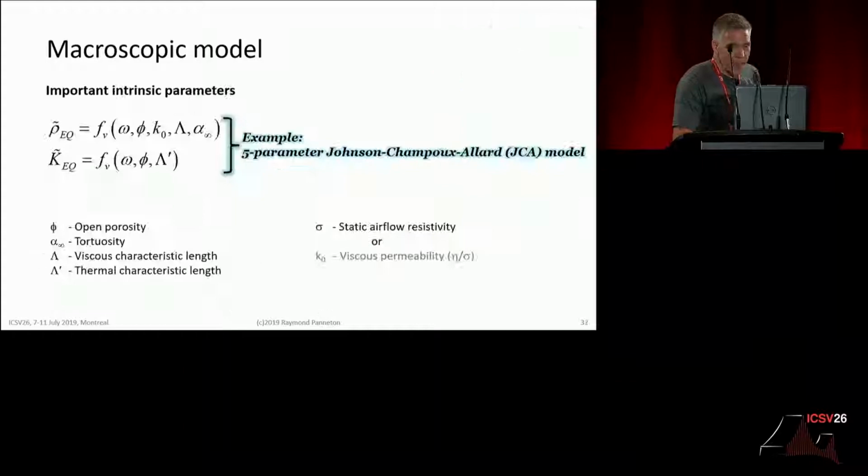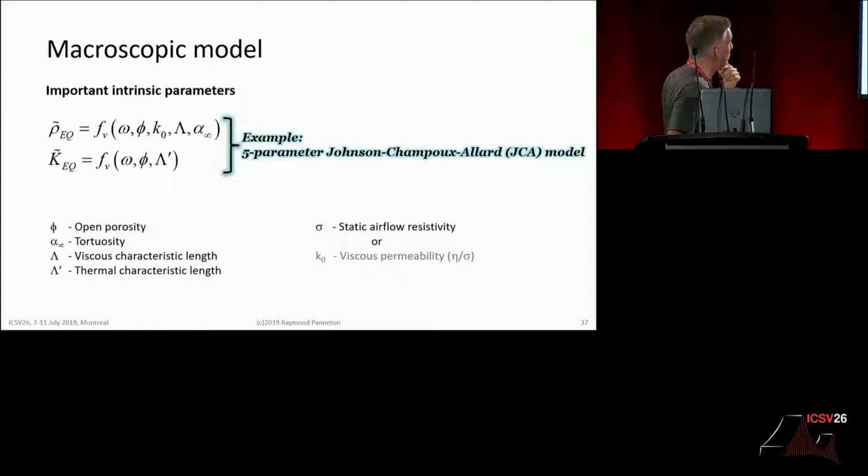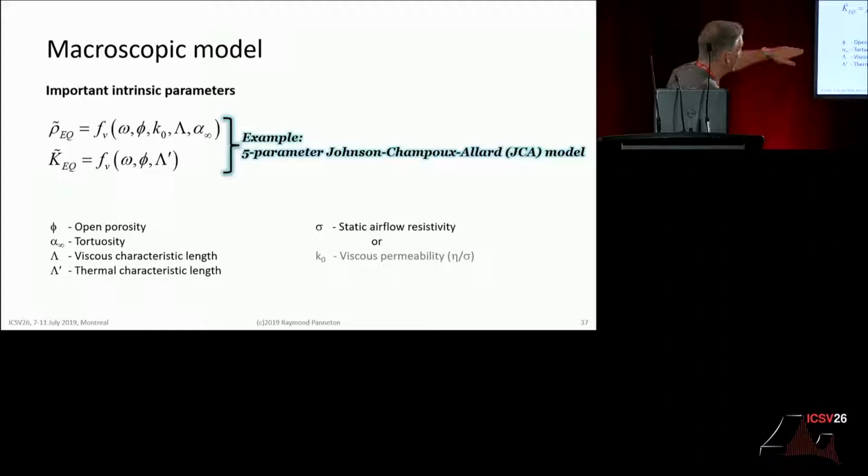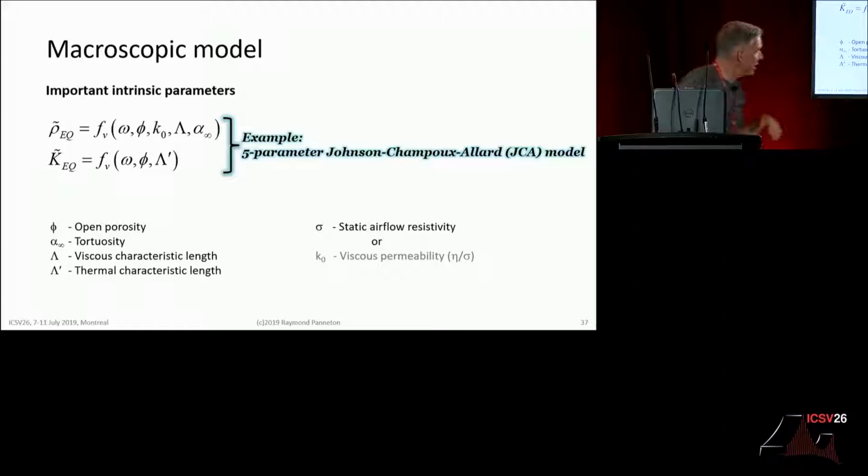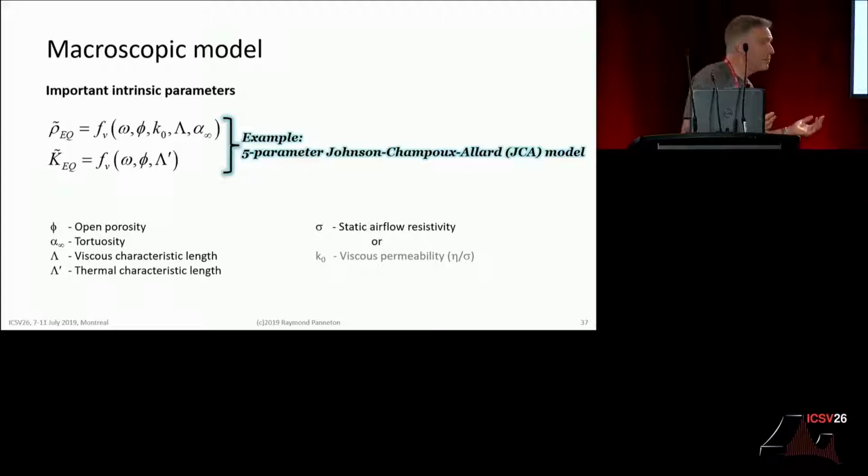So, let's keep with these two properties, dynamic density and bulk modulus. They can be predictable by intrinsic parameters of the foam, okay? And these characteristic parameters are notably, for a given model, five, okay? There is open porosity, the tortuosity, viscous characteristic length, thermal characteristic length, and static flow resistivity, or sometimes, okay, we talk about viscous permeability, which is about the inverse of this one.